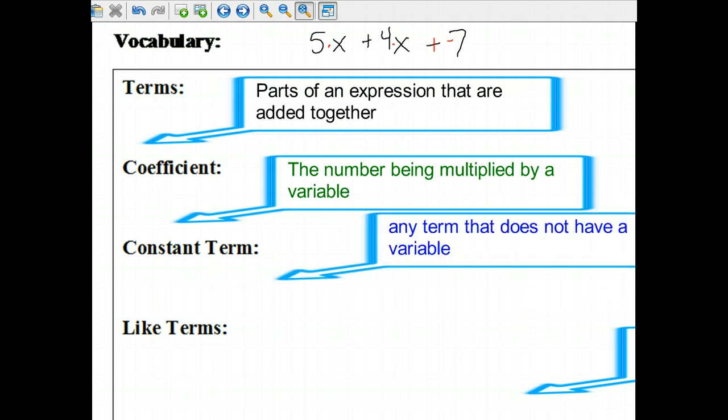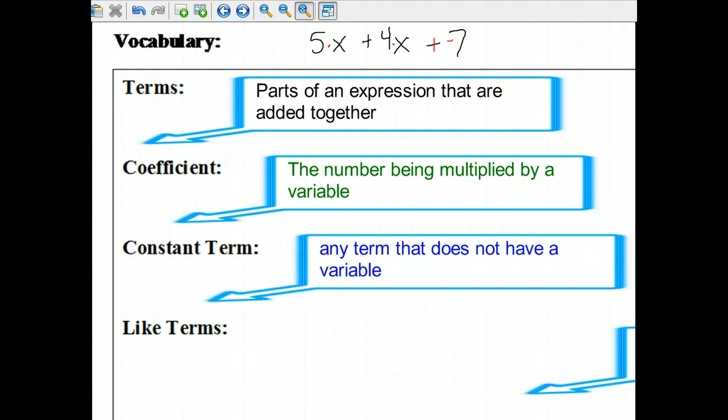Next thing is constant term. That's anything that does not have a variable. If it doesn't have a variable, there's no way we can plug a number in to make it change. So constant terms are always remaining constant. They're not going to change with different values of the variables because there aren't any variables.